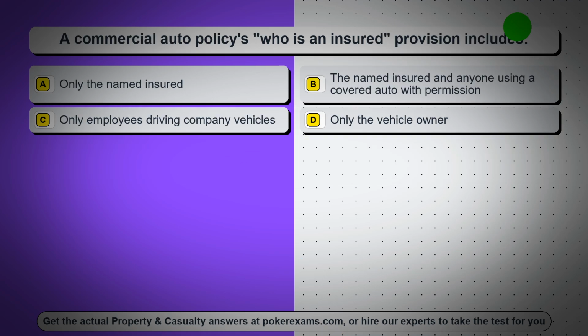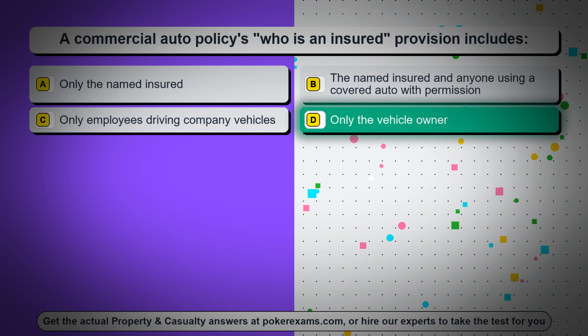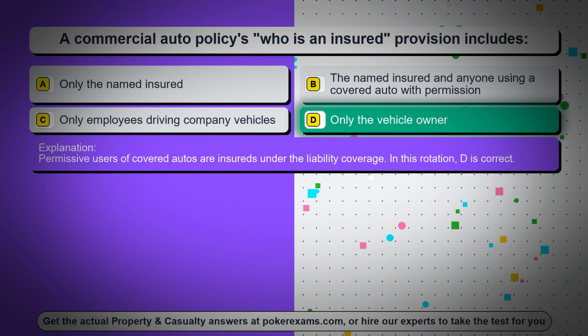Question 76. A commercial auto policy's who is an insured provision includes. Option A. Only the named insured. Option B. The named insured and anyone using a covered auto with permission. Option C. Only employees driving company vehicles. Option D. Only the vehicle owner. The correct answer is option D. Only the vehicle owner. Permissive users of covered autos are insureds under the liability coverage. In this rotation, D is correct.